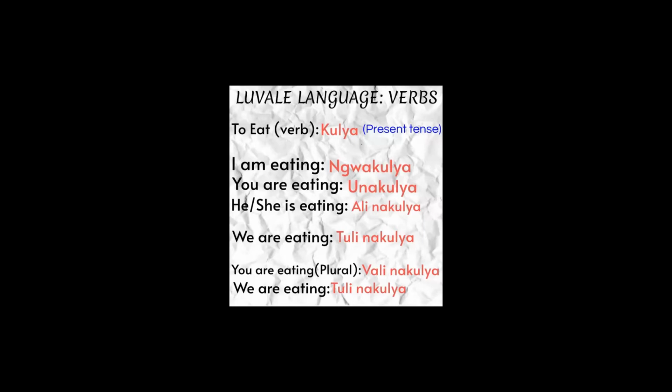So, just like I was saying, today we're going to look at two common verbs, to eat and to drink. We're going to understand how they go. How do you say I'm eating or I'm drinking and all that? We'll look at that as we go into the lesson itself. Shikaho, the verb to eat is kulya. Kulya is to eat.